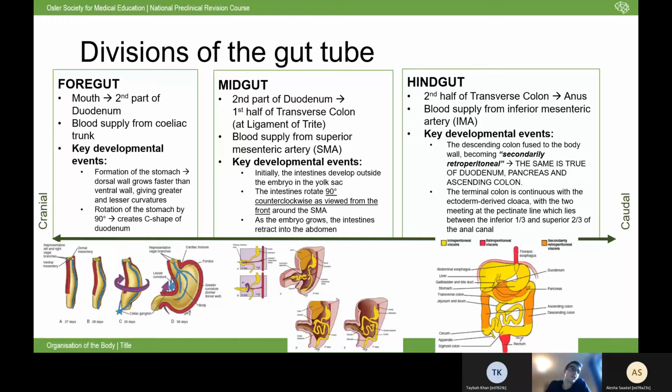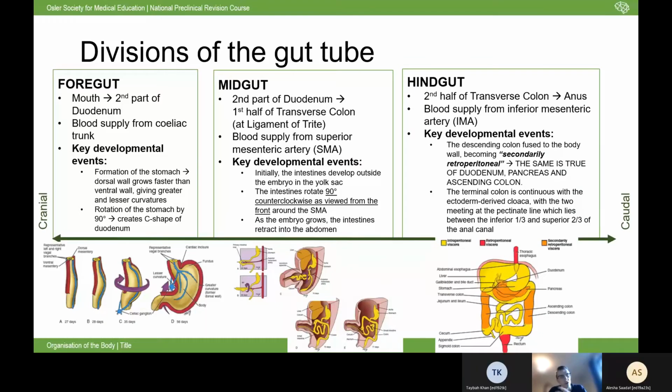So let's think about some of the morphogenesis. How do we go from a tube that's just like a pipe to a really complex and folded gastrointestinal tract? Well, first of all, in the foregut area, we get the ballooning out of the stomach. That happens because the dorsal wall grows faster than the ventral wall, and that's what gives you the lesser and greater curvatures of the stomach. It's simply a matter of differential growth.